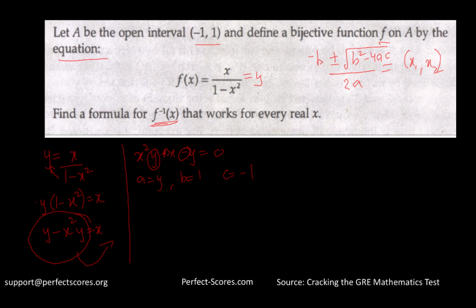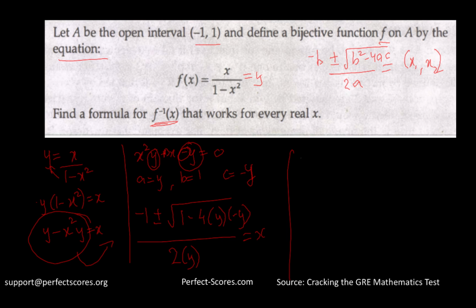Let's substitute minus b, that is minus 1, plus minus square root of b square minus 4 into a. I'm sorry, this is minus y. The value of c is minus y because that's the whole value of c, right? b square minus 4 into a into c, divided by 2 times a, that is equal to x. So that means x is equal to minus 1 plus or minus square root of 1 minus, and minus makes it plus, 4y square, divided by 2 times y.